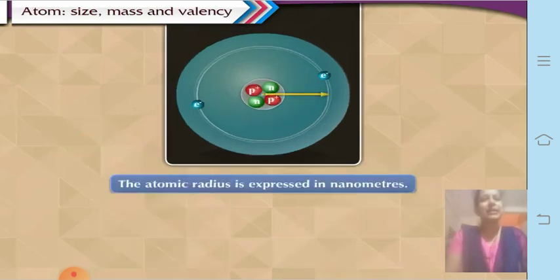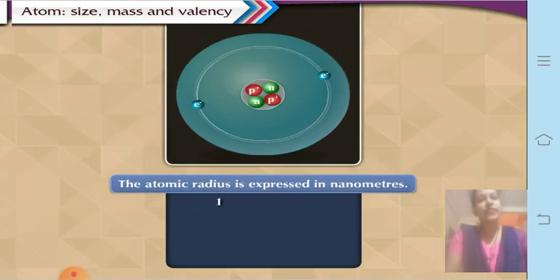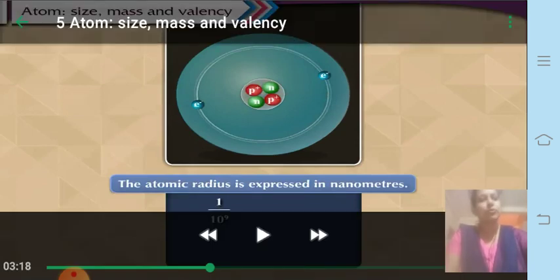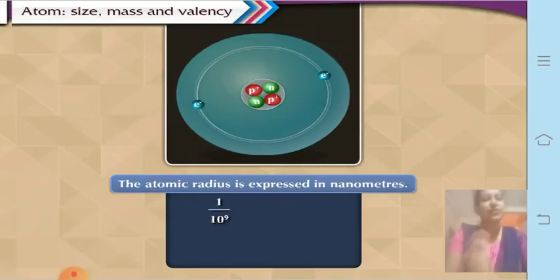The atomic radius is expressed in terms of nanometers. Now what does that nanometer mean? If you divide a meter into 100 crore parts, each of those parts will be 1 nanometer.